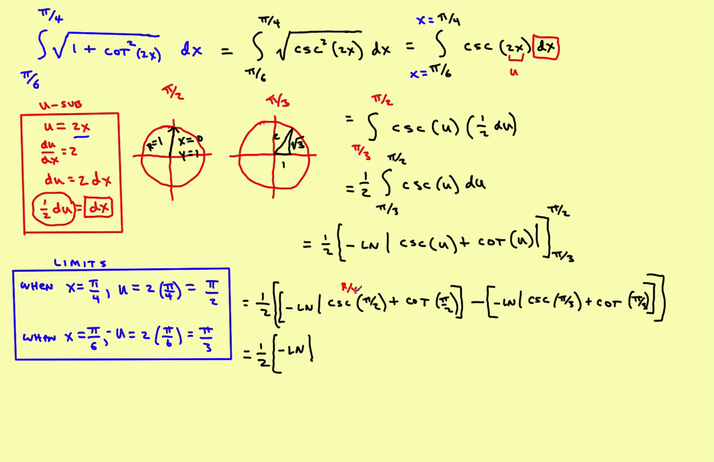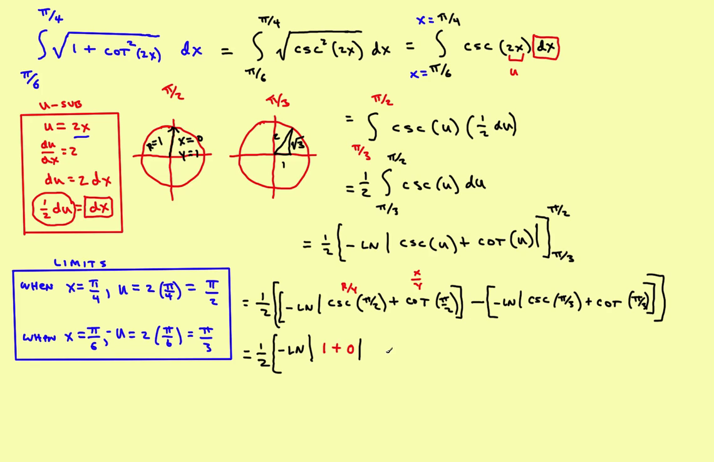So r over y. For pi divided by 2, r over y would be 1 over 1, so that will turn into a 1. And then you've got plus the cotangent of pi divided by 2. The cotangent of pi divided by 2 is x over y, so that would be 0 over 1, which will give you 0. So there's the first one right there.